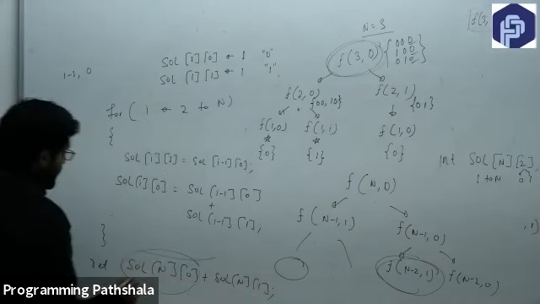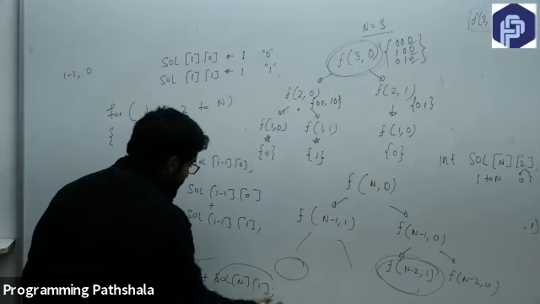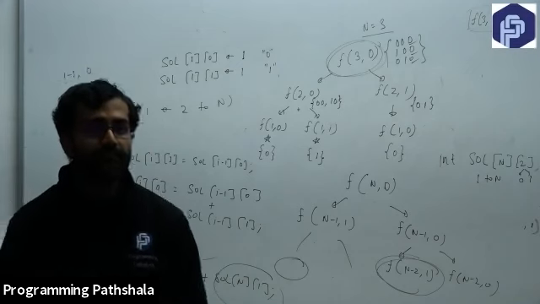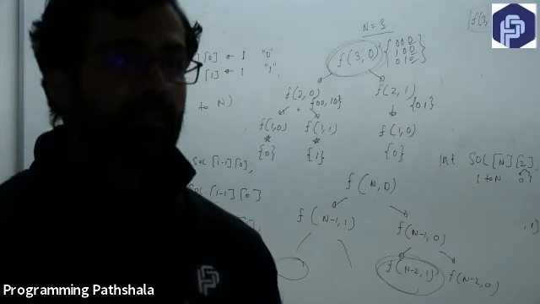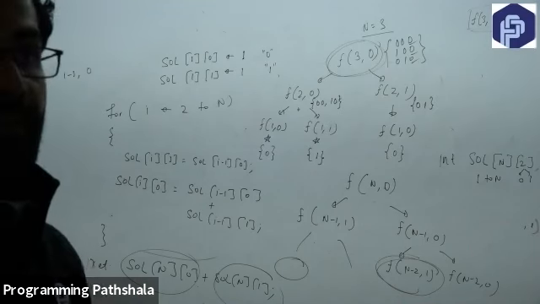This tells how many bit strings of size n are there that end with 0 and how many bit strings of size n are there that end with 1, valid strings. Is the bottom top approach clear? Just say yes, those of you who are clear with this.